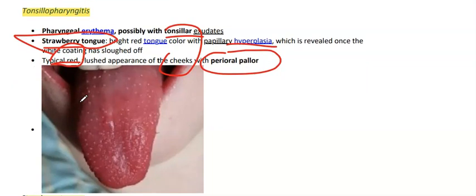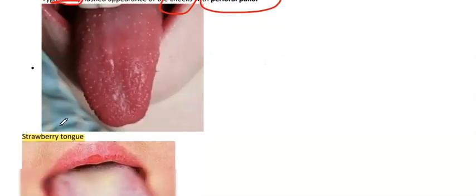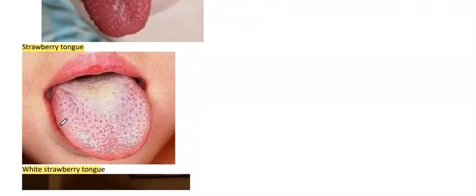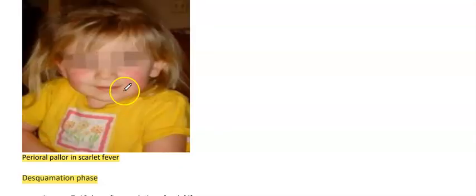This is strawberry tongue showing hyperplasia of the papillae. This is white strawberry tongue. And this is the image showing perioral pallor, and the cheeks are flushed and red.